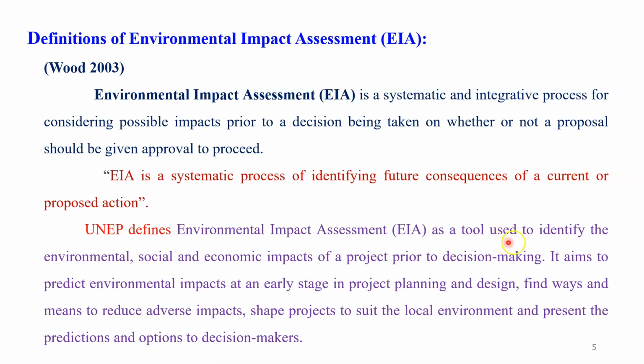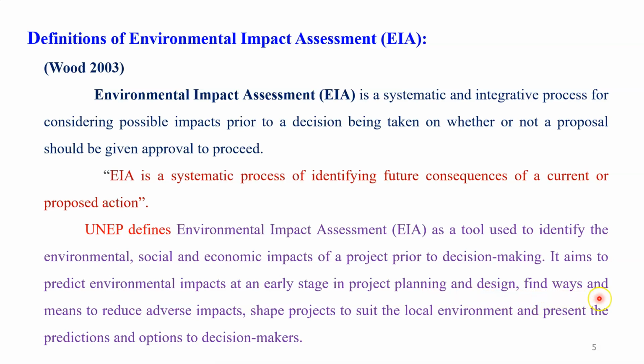For what purpose? To identify the environmental impact, then the social impact, then the economic impact. These three impacts are about the environmental, social, and economic impact of that project. This is very important for decision making, because on the basis of these impacts we can take our final decision. It aims to predict environmental impact at an early stage. When the project is implemented step by step, in the first phase, second phase, third phase, for each and every phase, what will be the impact of that project on the environment is expected in this definition.